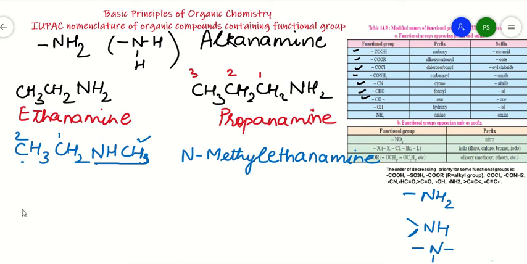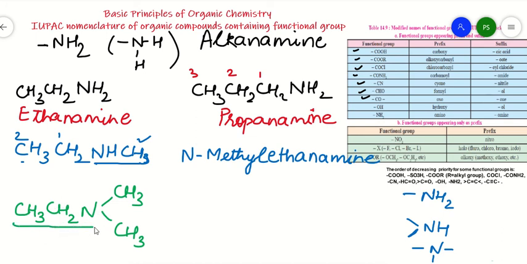Let's take an example of a tertiary one. This is the compound. Let's suppose CH3, CH2, N, and both hydrogen atoms are replaced by two methyl groups. Now, this is your main chain. These are two alkyl groups. So how would we write the name?